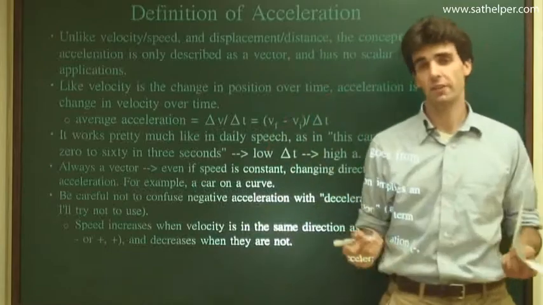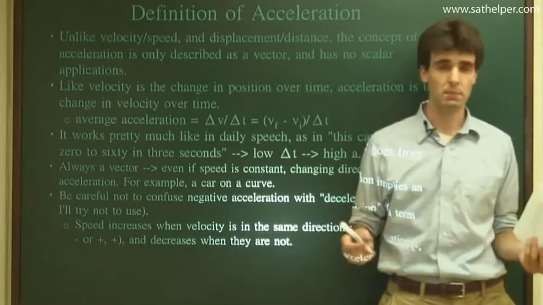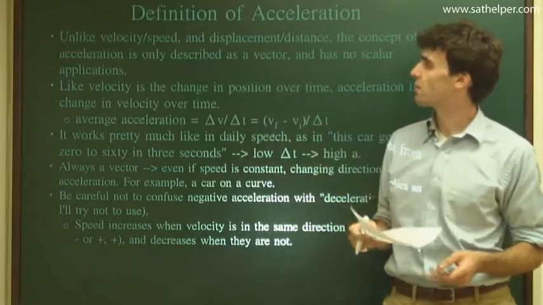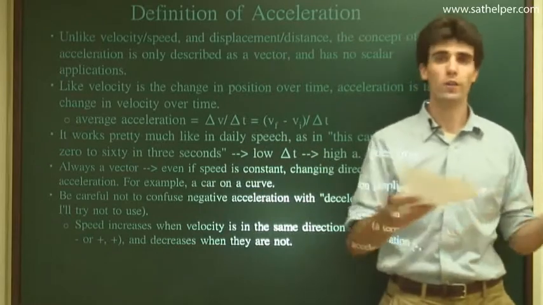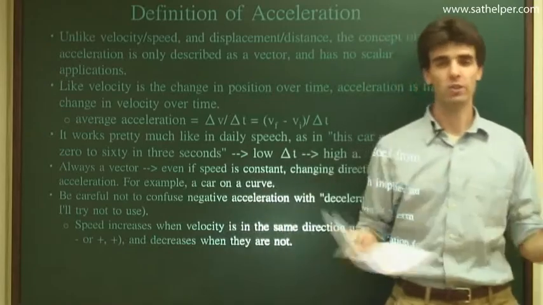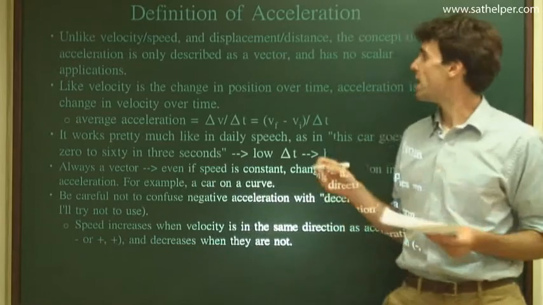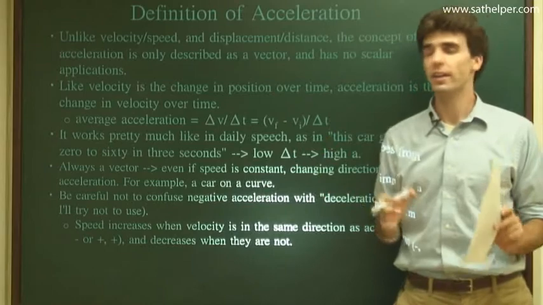So, the definition of acceleration. What is acceleration? Well, unlike speed and velocity and displacement and distance, acceleration is only described as a vector. We don't have any kind of tricky, oh, this is the average speed and this is the average acceleration, and if they're going different directions, they cancel out. No, it's just one acceleration, and it has no real scalar application. So we always consider acceleration a vector.